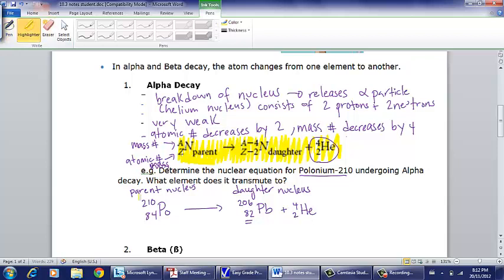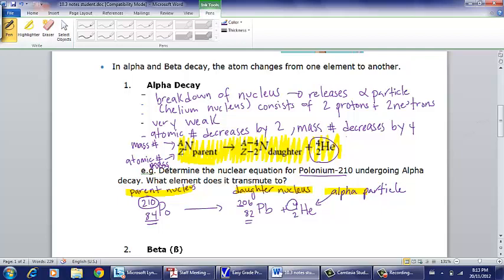So we had parent nucleus, daughter nucleus, and I'm just going to label everything here. So this would be an alpha particle. You should note that the masses balance on both sides of the equation. So we had 210 as our mass over on the parent nucleus side. We have 206 plus 4, so the mass is the same. We had 84 over on the parent nucleus side, and we have 82 plus 2, so 84 over here as well.